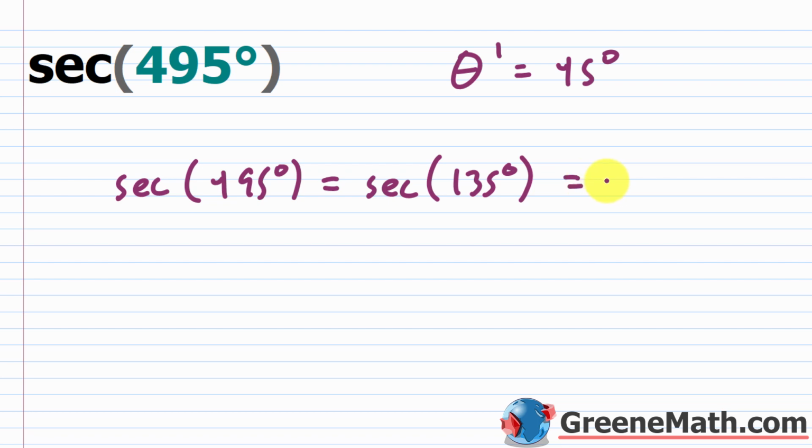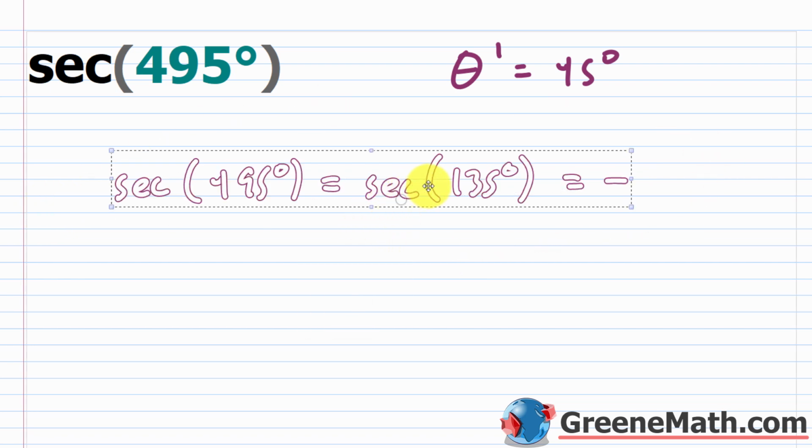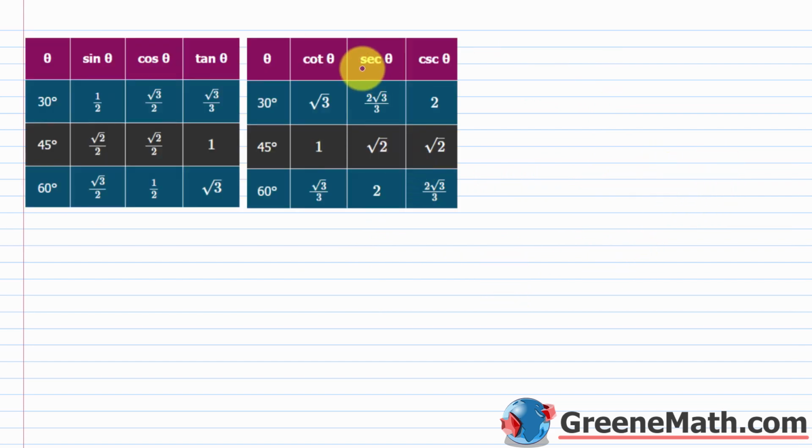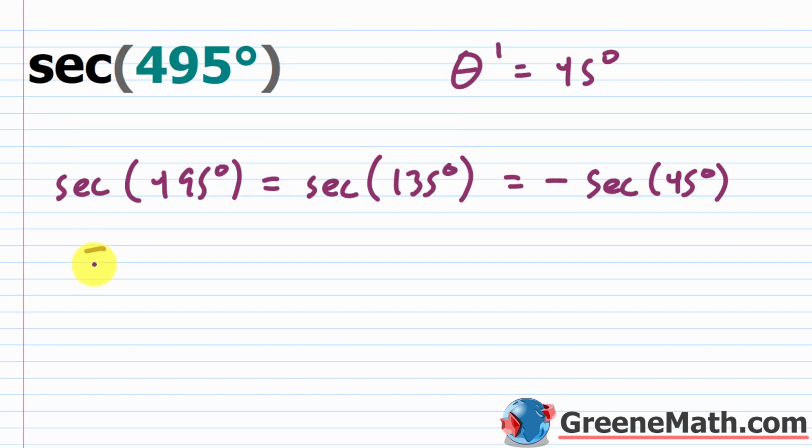So I'm going to put this negative out in front to account for that. And then I'm just going to think about the secant of 45 degrees. So coming up to my table, if I want the secant of 45 degrees, it's going to be the square root of 2. So I'll say this is equal to, don't forget your negative, so the negative of the square root of 2.